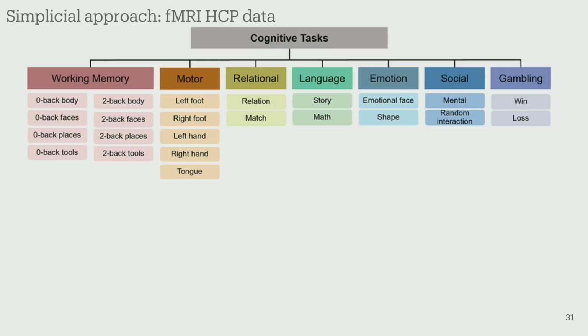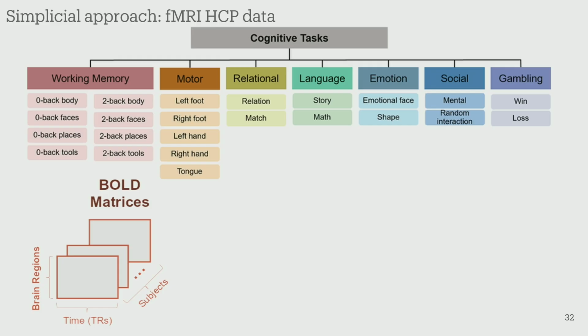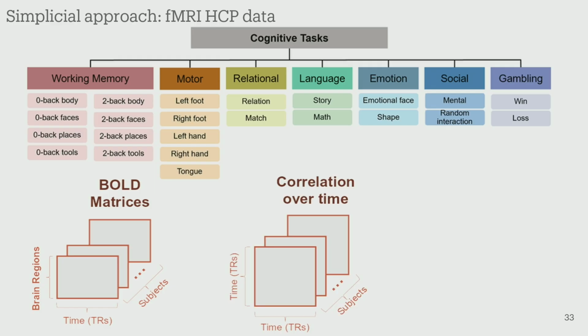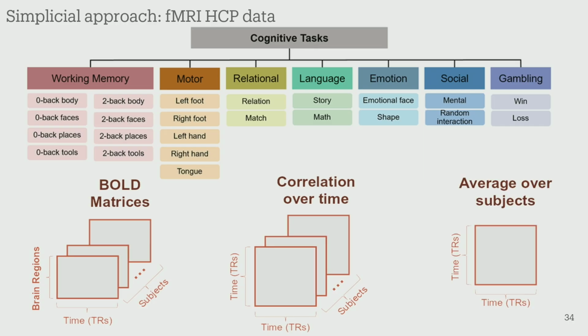We concatenated the different tasks, so rest plus different tasks from HCP data, from working memory on the left up to gambling. The main point here is that if you use, for instance, a BOLD indicator, let's say you have BOLD matrices for each subject, so N regions times T. Then, instead of the classical functional connectivity approach, you can do a correlation between time points. What I mean by that is looking at the spatial profile for each time point compared to other time points. And so what you end up having is a time correlation matrix, which you can average across different subjects to have something which is unique for the entire session.